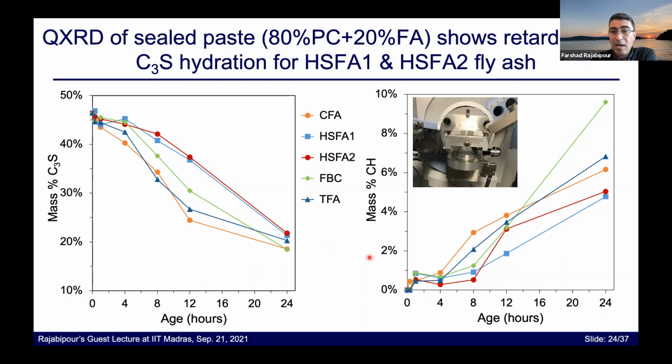And we see similarly in the portlandite formation. Again, if you look at the control, which is the orange over here, the light blue and the red, which are the hannebachite-containing fly ashes, up to 8 hours there is very little portlandite formation. At 12 hours, there is some recovery. And then at 24 hours, they are closer to the control system.